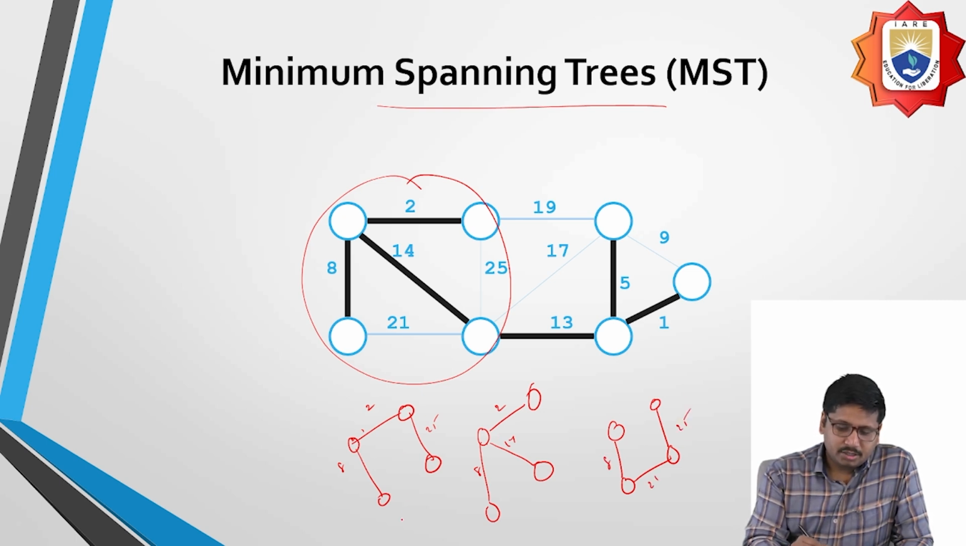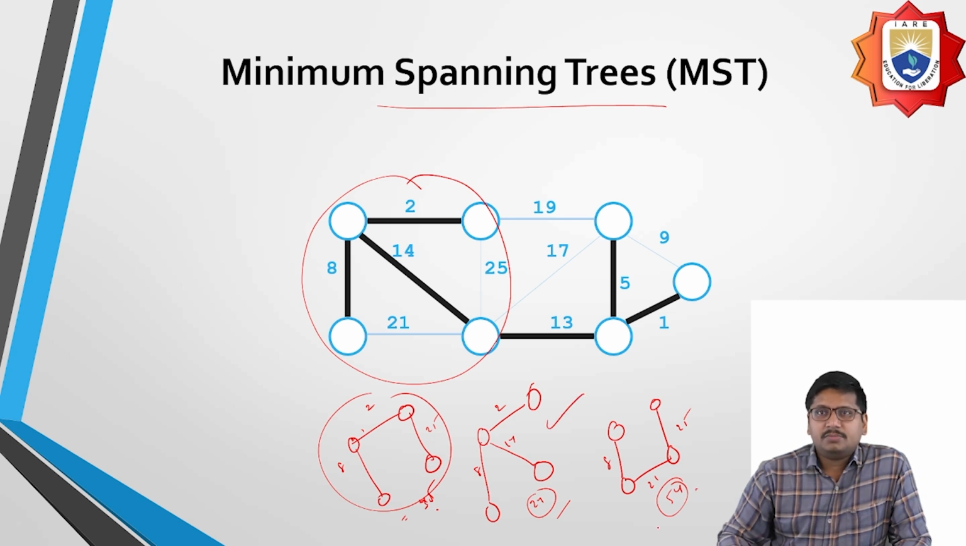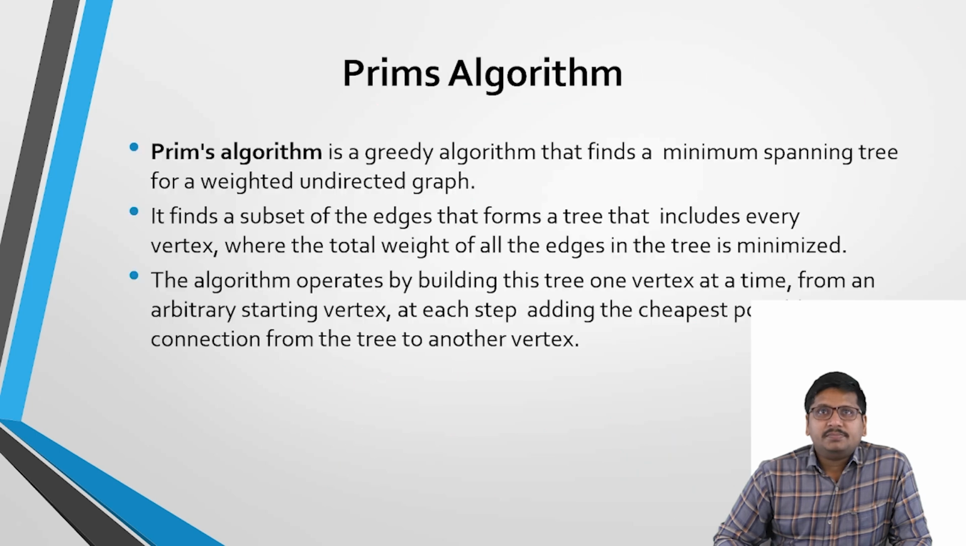So the sum of the weights in this one is 35, in this one it is 24, and in this one it is 54. So the minimum weight among these spanning trees is 24, and this should be the best minimum weight spanning tree, because the sum of the weights of the edges should be minimum. Like this we find out the spanning tree here.